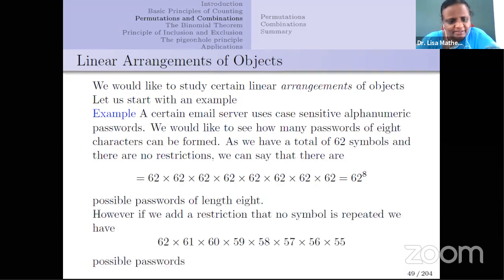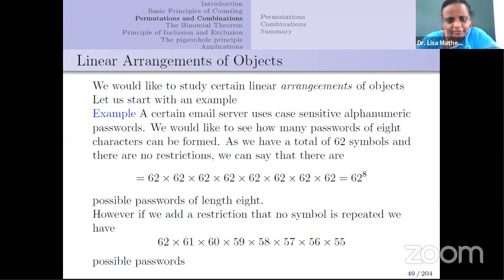Now suppose I add a restriction that no symbol is to be repeated. Then once I have taken the first symbol, I have 62 options. But when I come to the second position, one symbol has already been used, so I have only 61 options. And when I come to the third, I have only 60 options, and so on till we come to the last position where I have only 55 options.